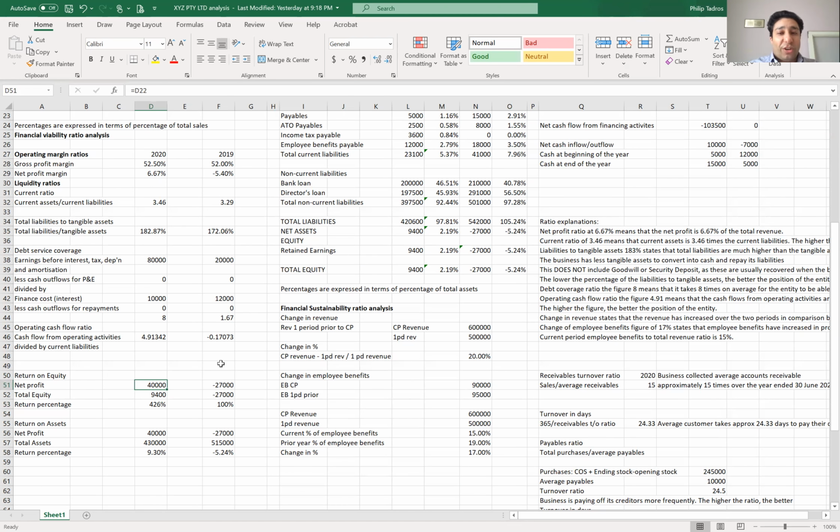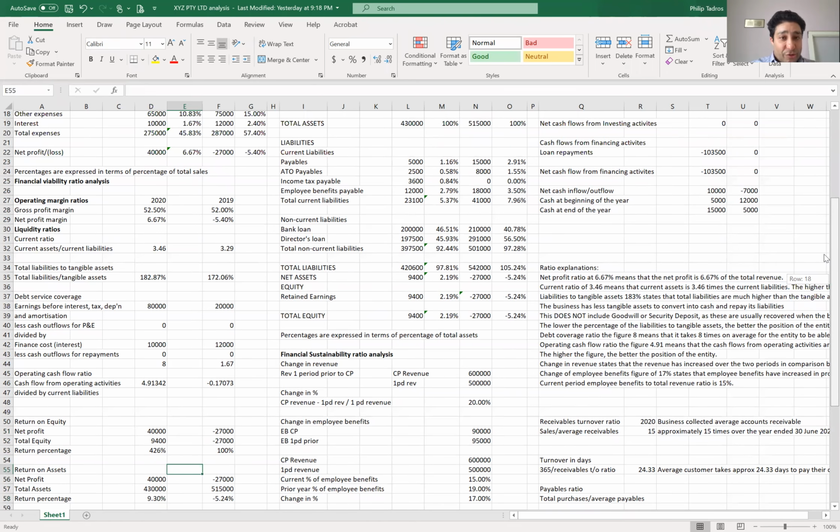Now, if shareholders are looking for a return of 15%, then unfortunately the business has not done well enough. Now, return on assets. We're looking at how efficiently the company uses its assets in order to generate a profit. So in 2020, the profit was $40,000 and the total assets $430,000. So in this case, the return on assets is 9.3%. So in fact, the profit in proportion to total assets is 9.3%.